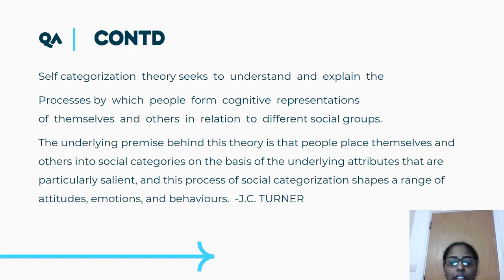And John C. Turner, in the year 2010, in his self-categorization theory, mentioned that self-categorization theory seeks to understand and explain the process by which people form cognitive representations of themselves and others in relation to different social groups. The underlying premise behind this theory is that people place themselves and others into social categories on the basis of the underlying attributes that are particularly salient, and this process of social categorization shapes a range of attitudes, emotions, and behaviors.